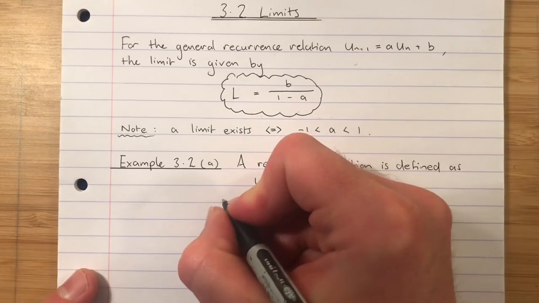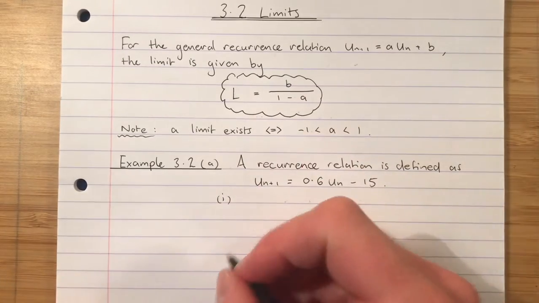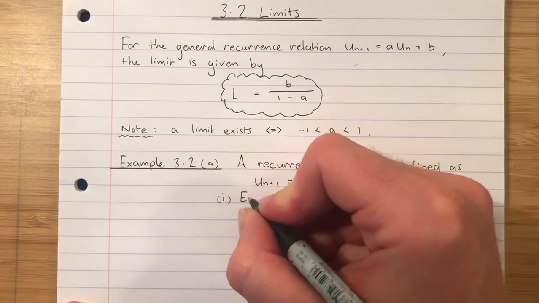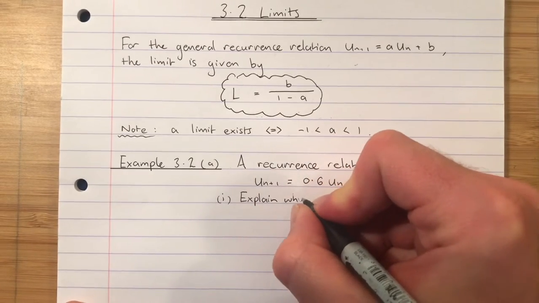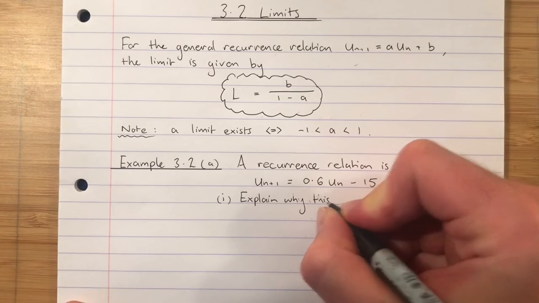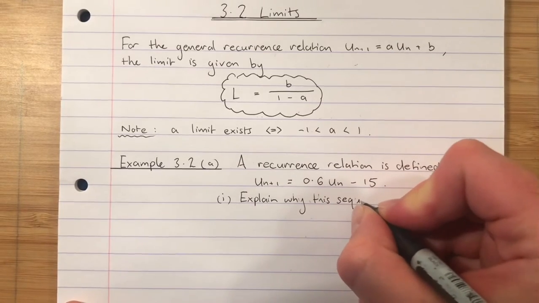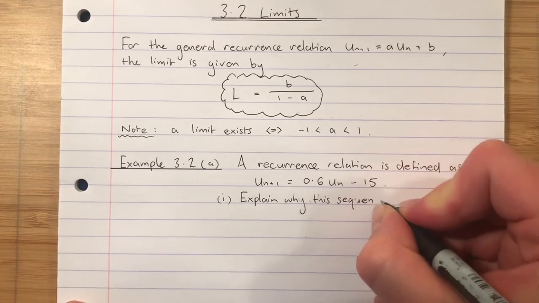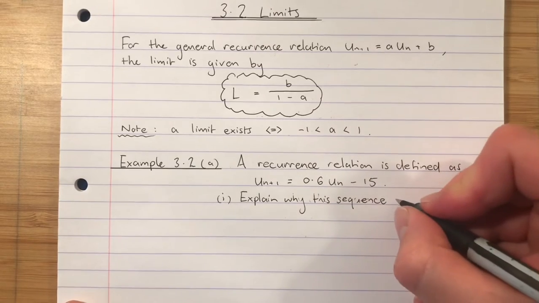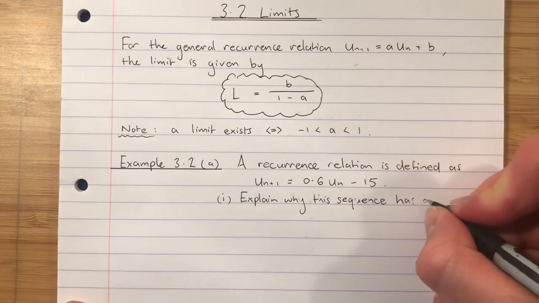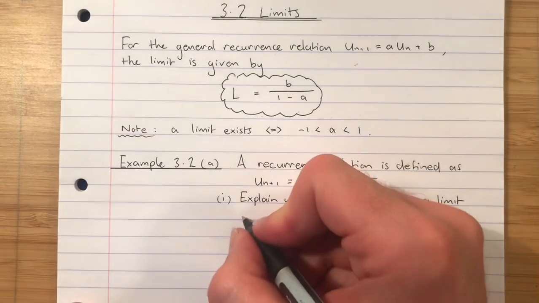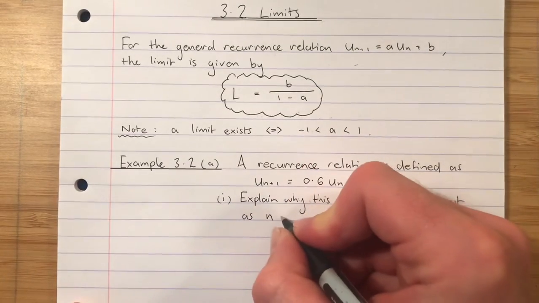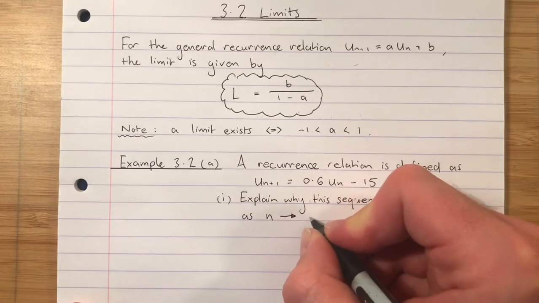Right, so part 1 of the question is going to say, explain why this sequence has a limit. I'm going to have to pause in a minute and change this pen. Explain why this sequence has a limit, and we'll say why it has the limit as n tends to infinity.